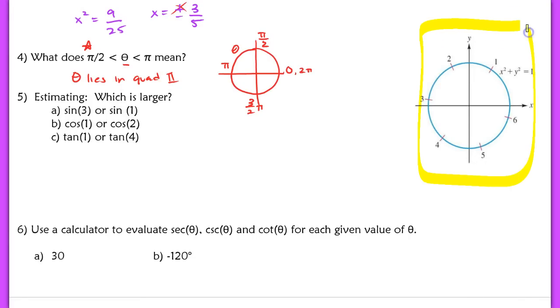Okay, next up we're going to estimate some trig values, and we're actually going to look at a picture over here to do our estimating. So we're going to look at these values here and decide which is larger. Looking at this picture, we do have a unit circle because we have the equation x squared plus y squared equals 1.